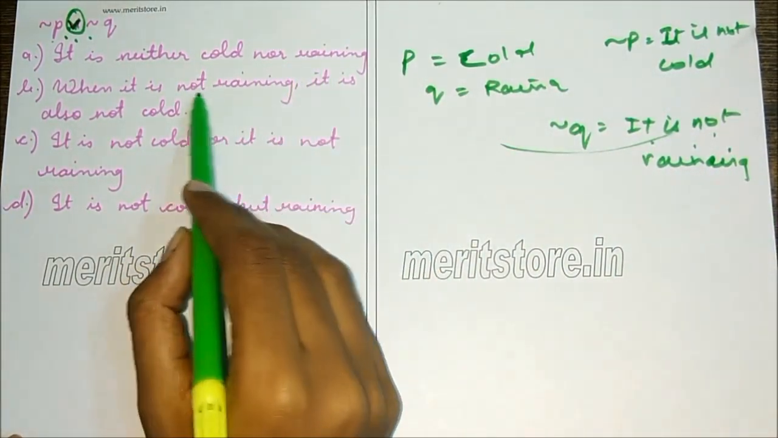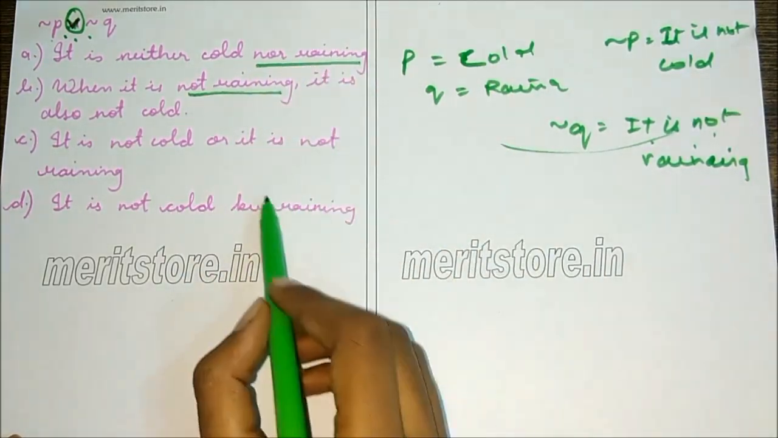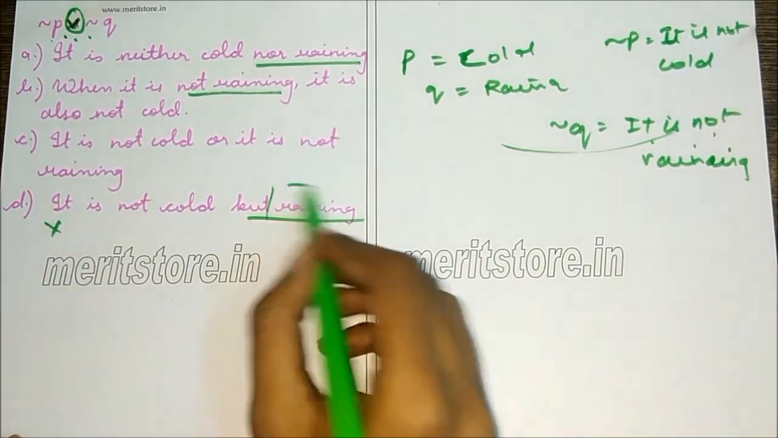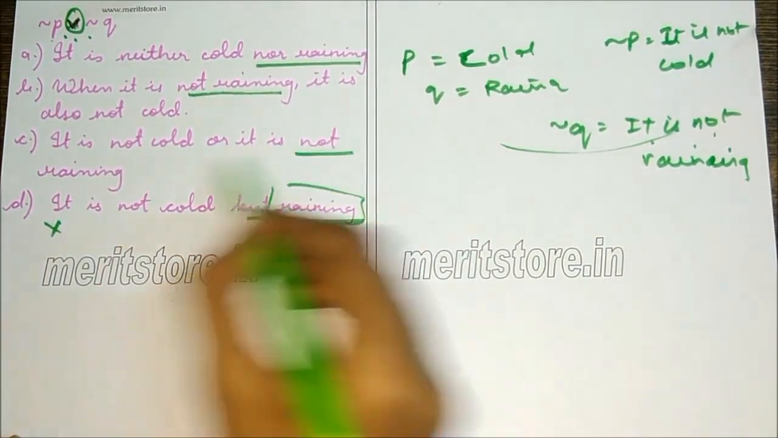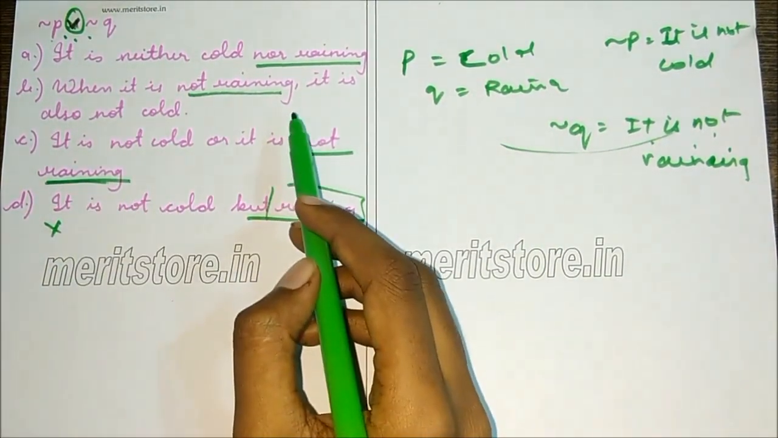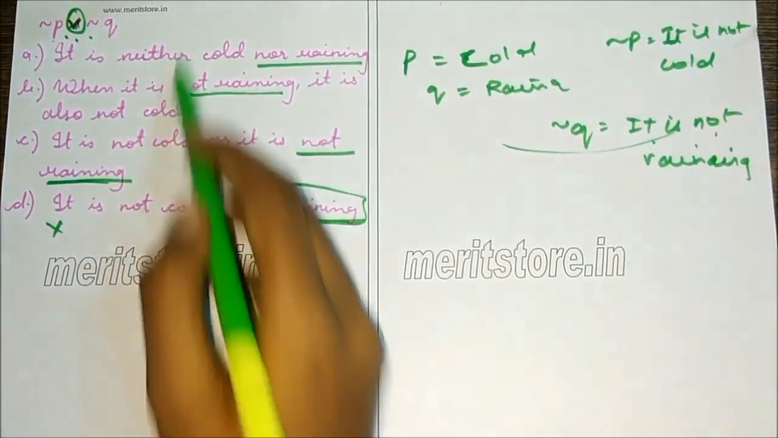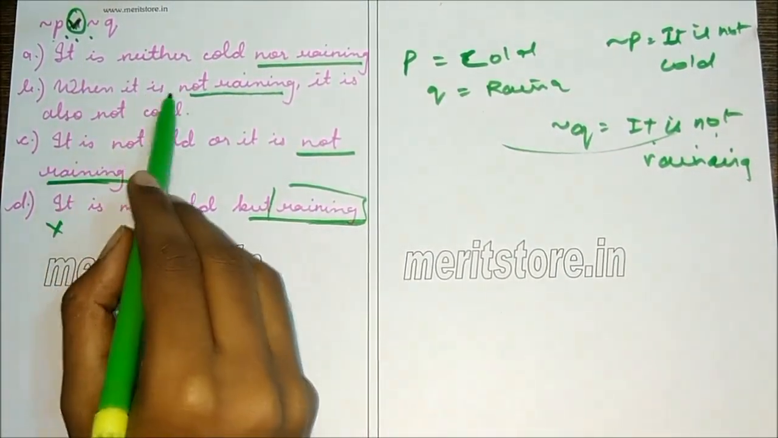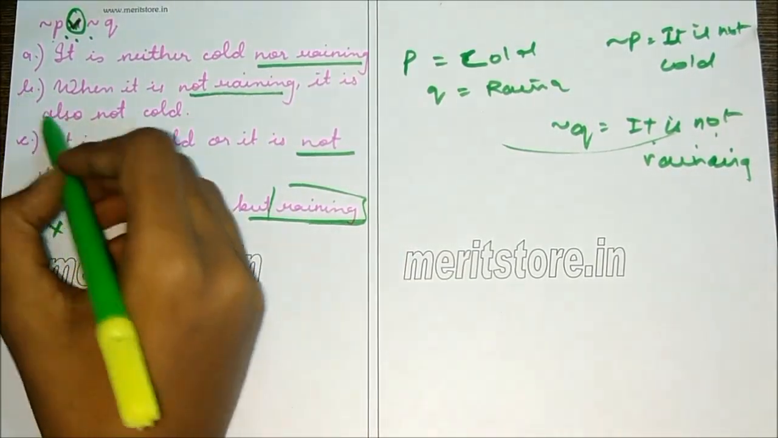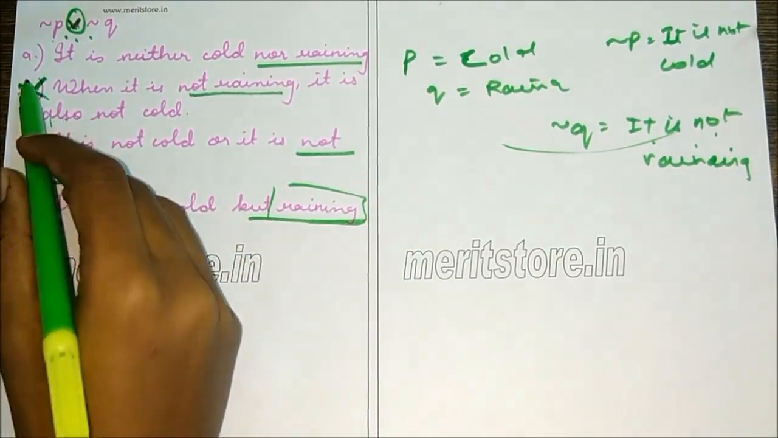So the options are it is not raining, it is neither raining nor... This cannot be included because it says it is raining. So there is another not raining. So option is either of these. So let's check B. When it is not raining, it is also not cold. So this is a conditional statement, so this is not valid. D is not valid. B is not valid.